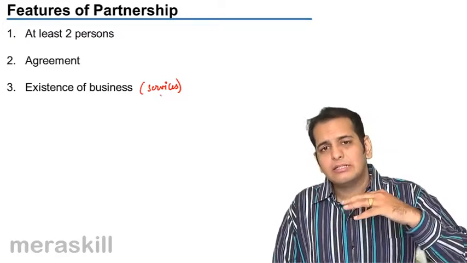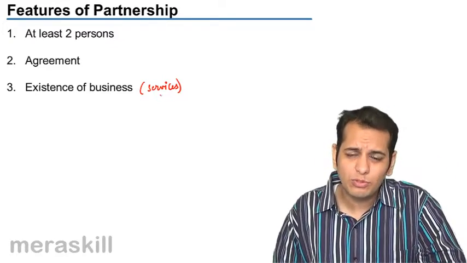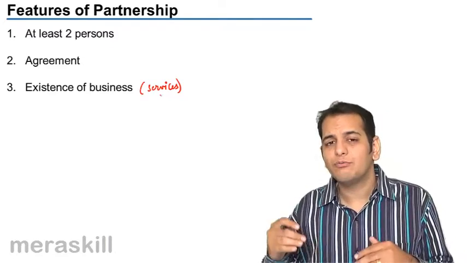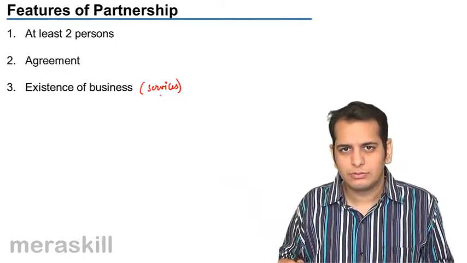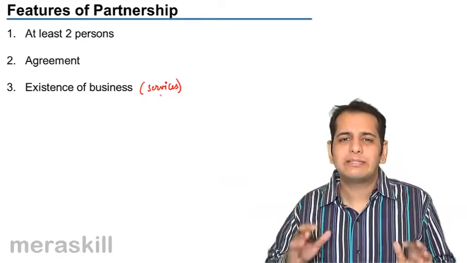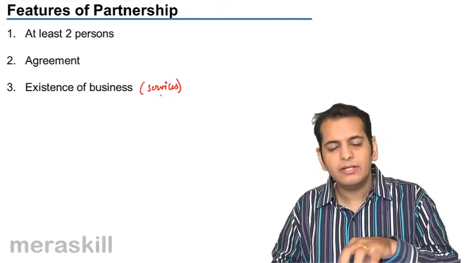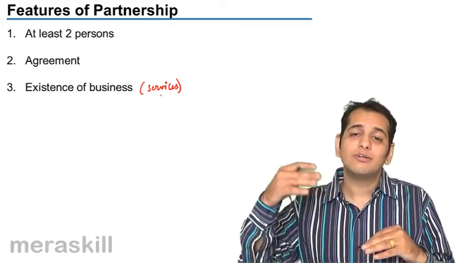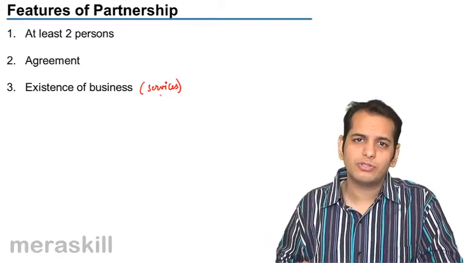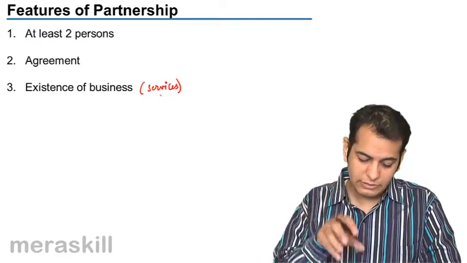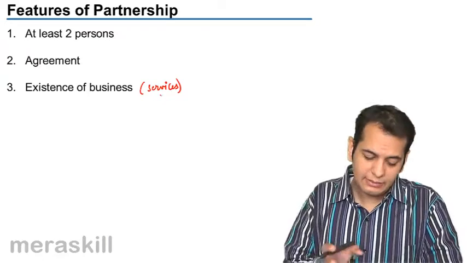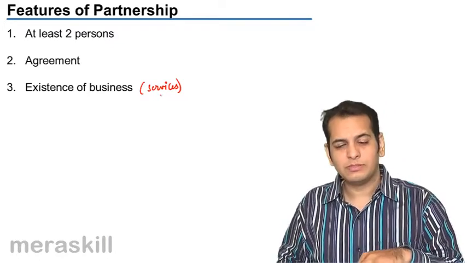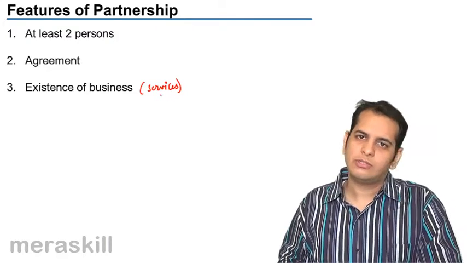Now when this definition was made, it was in 1932. At that time, service industry was not that developed. So only business was regarded with importance. Yet it includes the word services. Today, since services are having a greater importance in the economy, this becomes all the more relevant that services are included in this. So existence of business also includes existence of services.